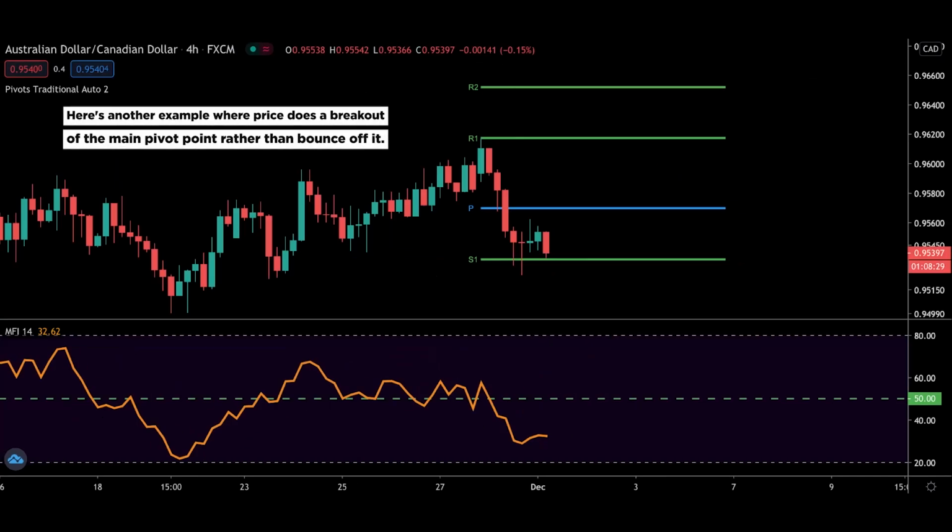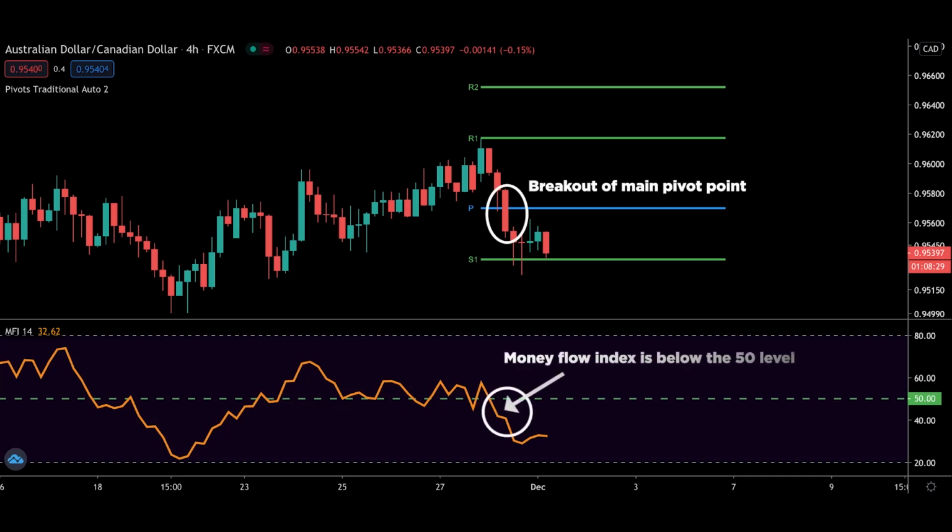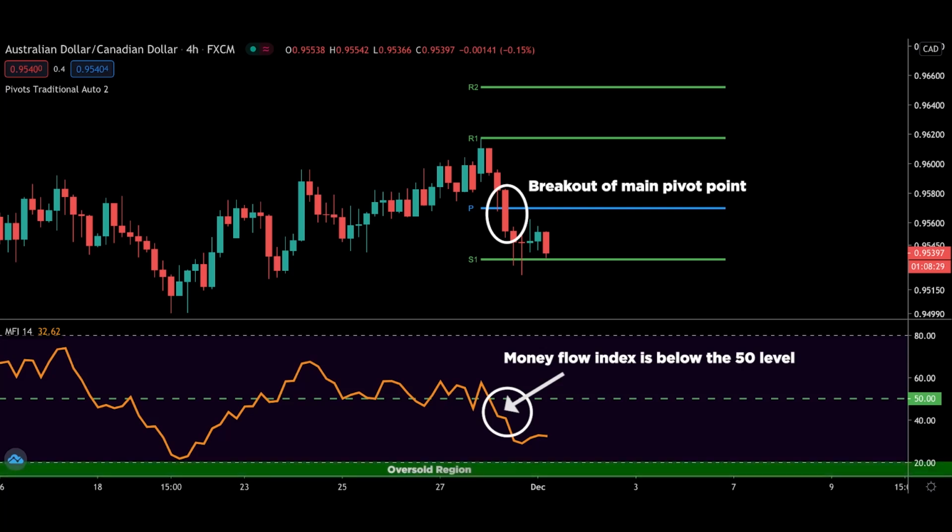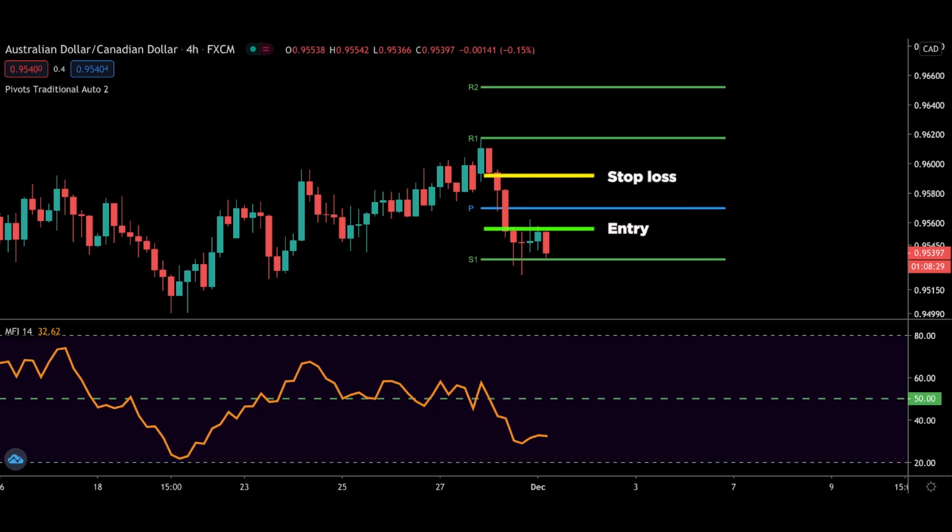Here's another example where price does a breakout of the main pivot point rather than bounce off it. We have price trending down and breaking the main pivot point. Looking at the money flow index, the index is below the 50 level and not at the oversold region of 20. Your entry, stop loss and take profit will look something like this. Now, because this is a breakout trade, you want to have your stop loss above the breakout candle with a buffer.